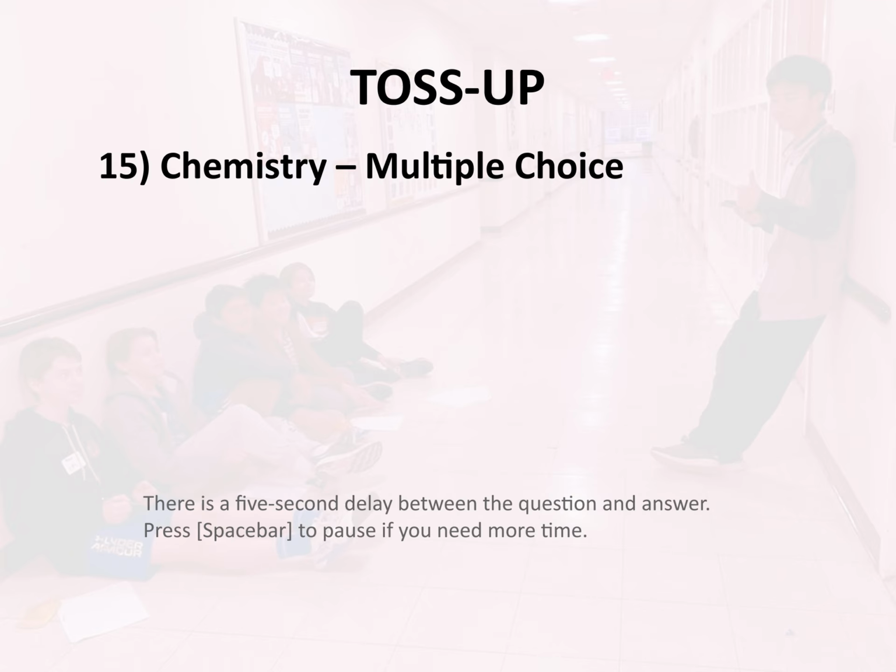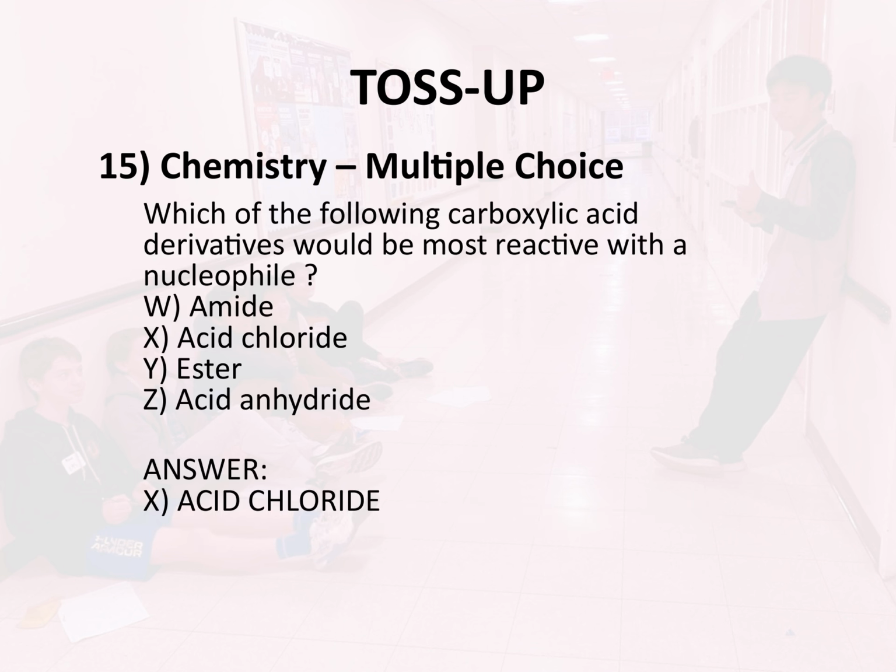Toss-up 15. Chemistry, multiple choice. Which of the following carboxylic acid derivatives would be most reactive with a nucleophile? W. Amide. X. Acid chloride. Y. Ester. Z. Acid anhydride. Answer. X. Acid chloride.